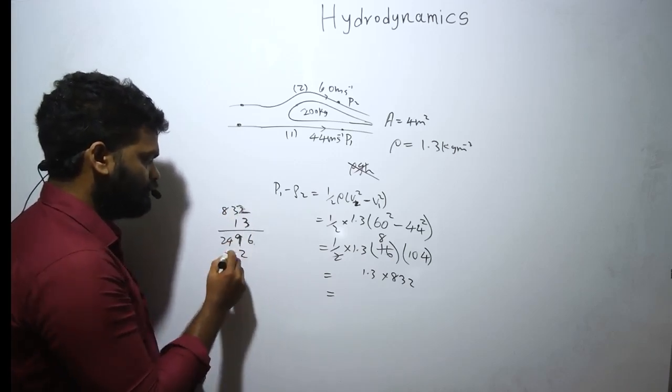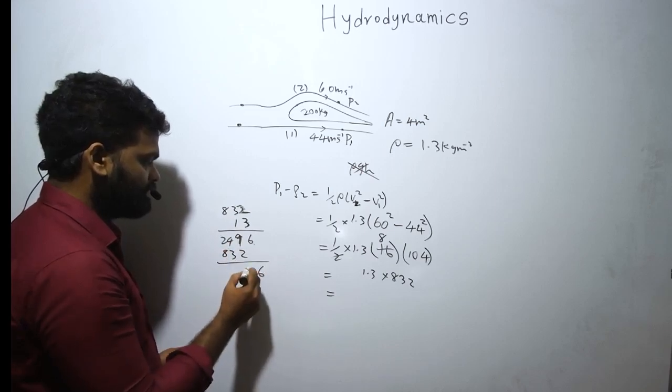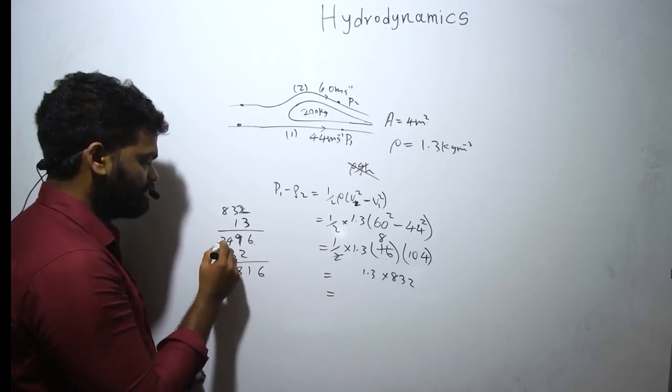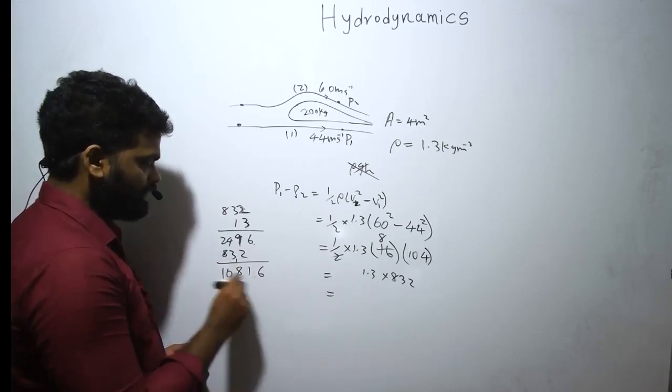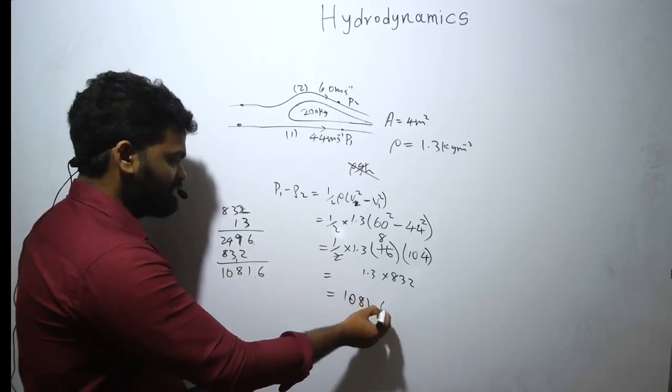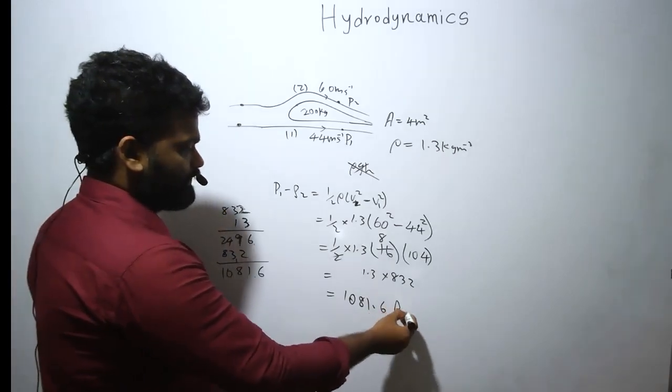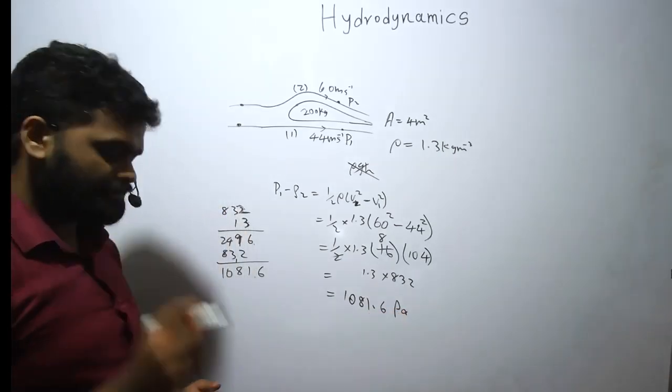24, 2, 3, 8, 6, 11, 8, 10. So there's one decimal. So 1081.6 Pascal. So that's the pressure difference.